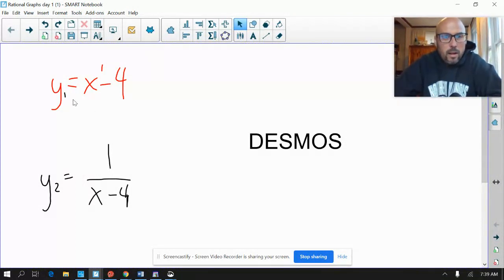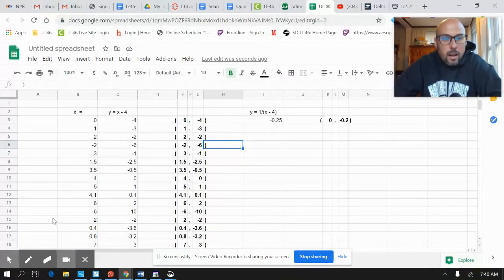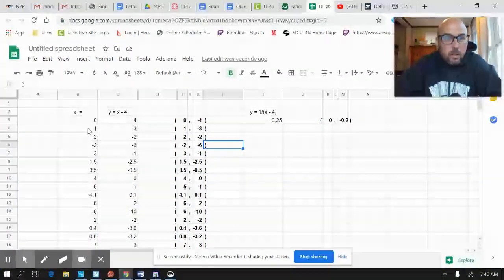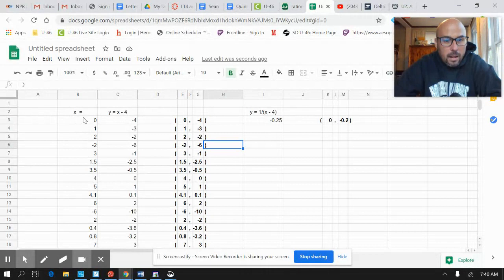Let's start with y equals x minus 4. We all know what that looks like. That's just a line. But what about y equals 1 divided by x minus 4? So suddenly this is a rational function. And let me show you. I created this spreadsheet here. So you have x values going down this column, and then these are y values. This is the x value minus 4. So in other words, it's the line.